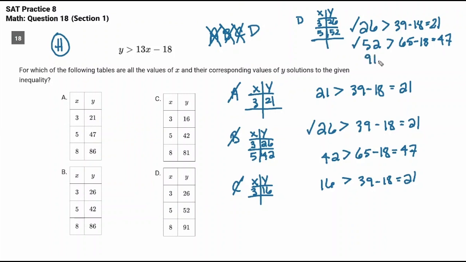91 is y, is bigger than 13 times 8. This one's new. Calculator math, 104 minus 18. More calculator math. 91 is bigger than 86. So the answer is D. You get this problem right. You know you're right. And now you get to move on to some really hard problems to close out Section 1.